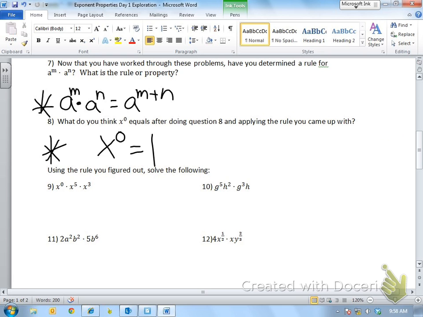So I have a few practice problems I want to talk about. Number 9 is pretty straightforward. They all have the same base. We add the exponents. So we do 0 plus 5 plus 3. So 9, pretty straightforward, about the same as we've seen so far. There's 8.